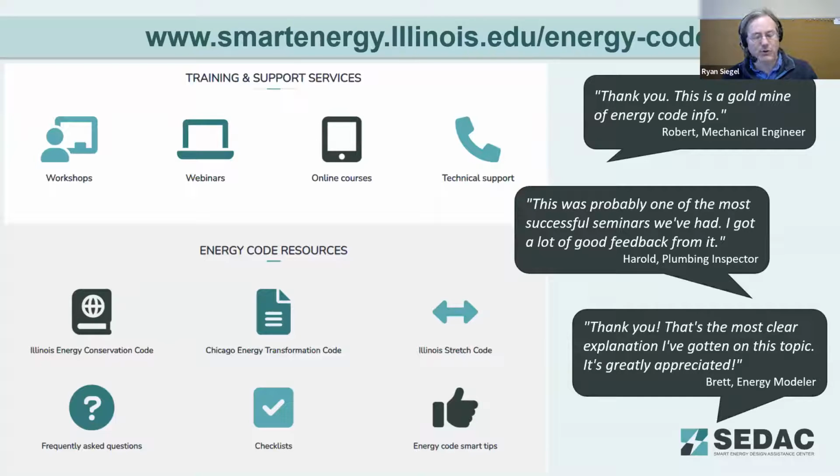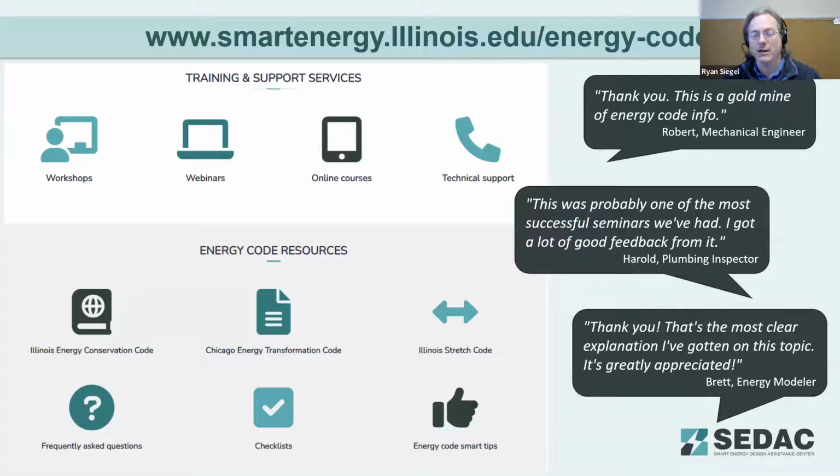Here's a brief look at several of the different things we do have on our Energy Code website. I had mentioned some of our past and upcoming workshops and webinars, several online courses and our technical support. This is also where we link back to several different useful things, such as the Chicago Energy Transformation Code along with the Illinois Energy Code. We do have several frequently asked questions on our website. Those will also be updated for the 2021 IECC coming up.